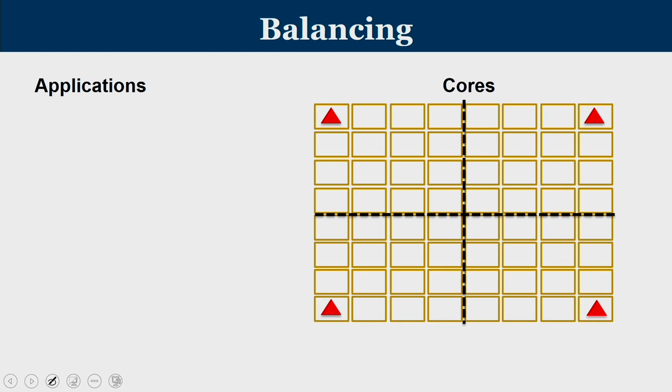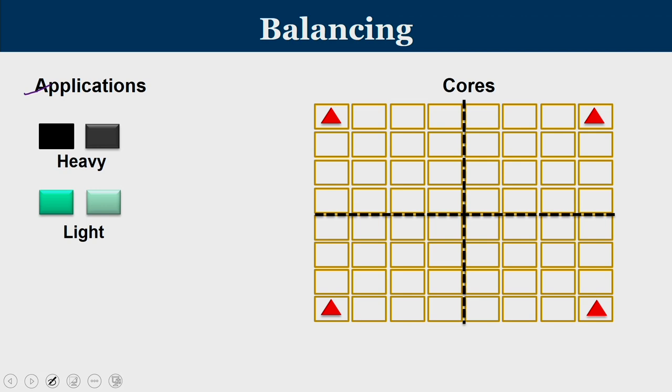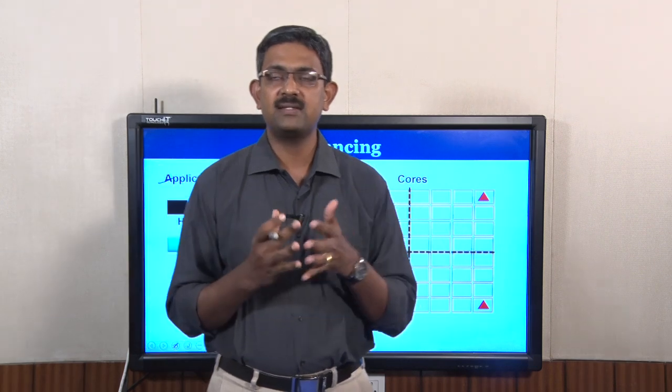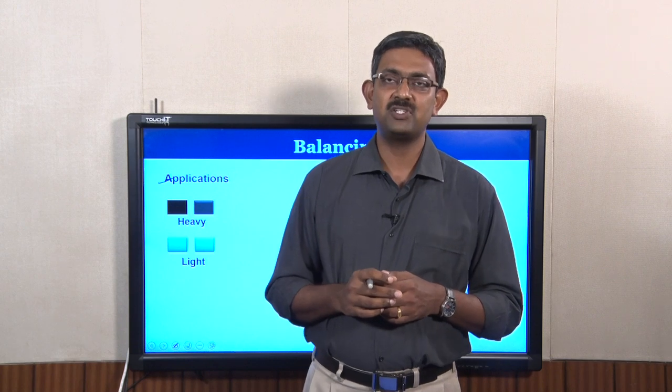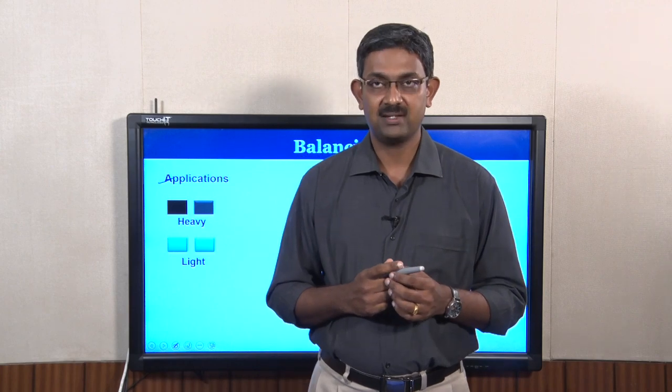The next one is called balancing. We are going to have various applications. Some applications are termed heavy in the NoC context, and some are called light. Heavy applications are those which generate a larger number of packets in a given unit time. The number of cache misses generated by these applications is much higher, so they create more NoC packets. So we call them NoC heavy applications. And there are other applications which generate cache misses only once in a while. So we call them light applications.